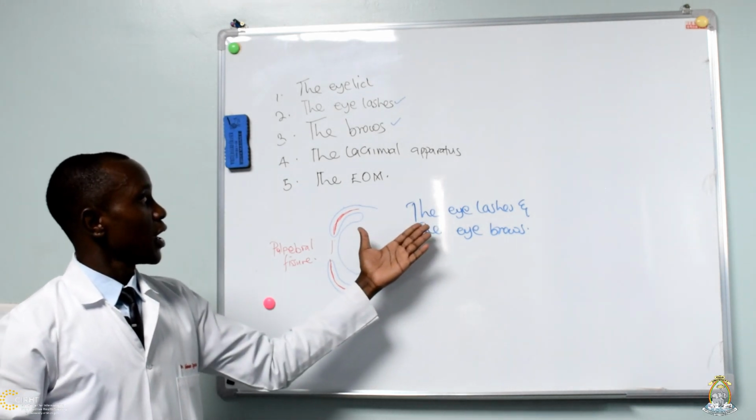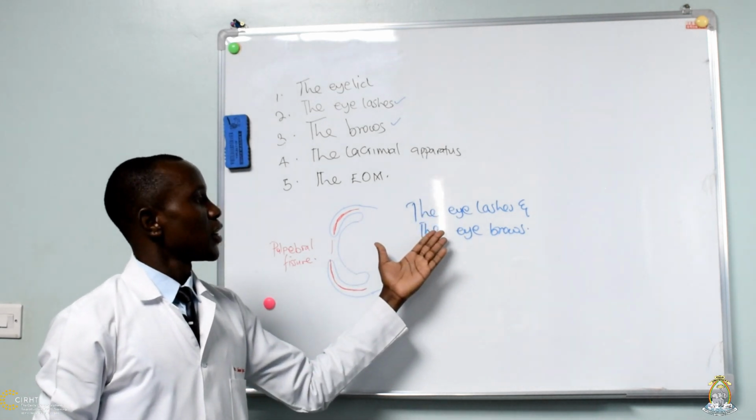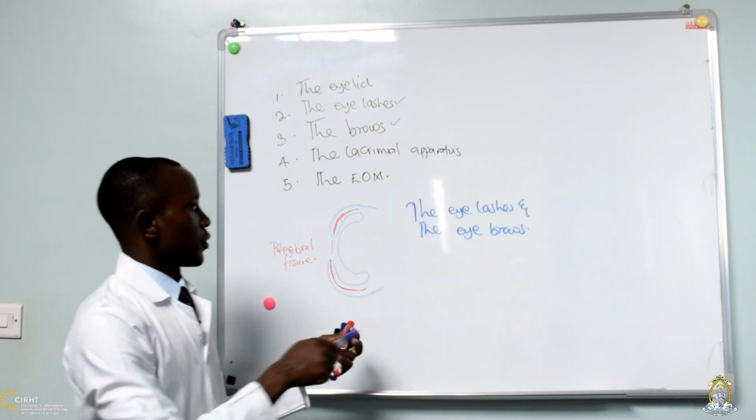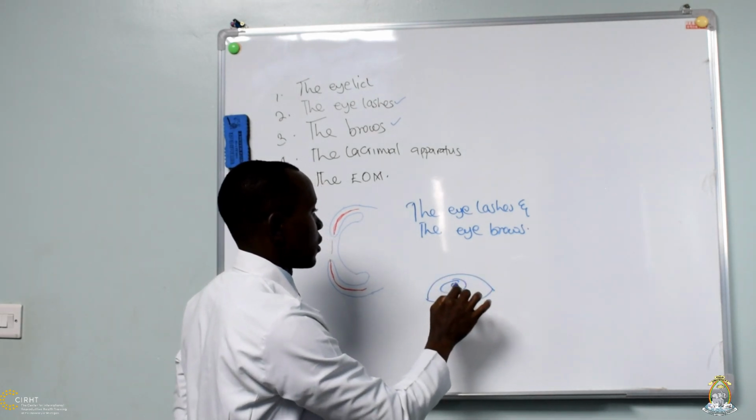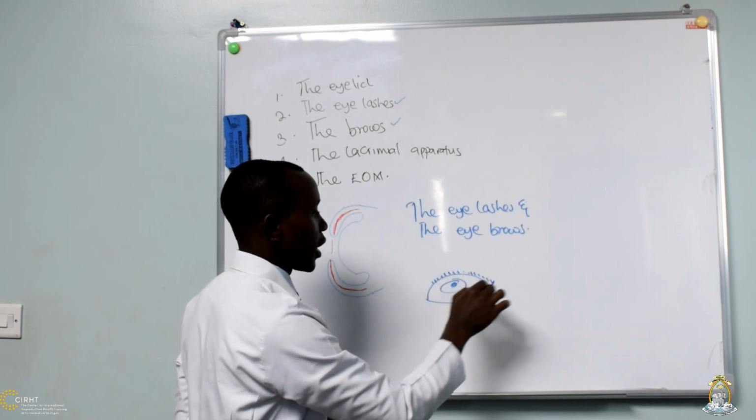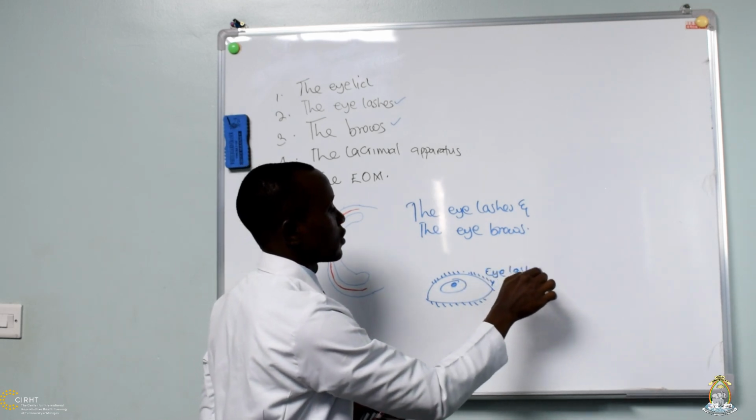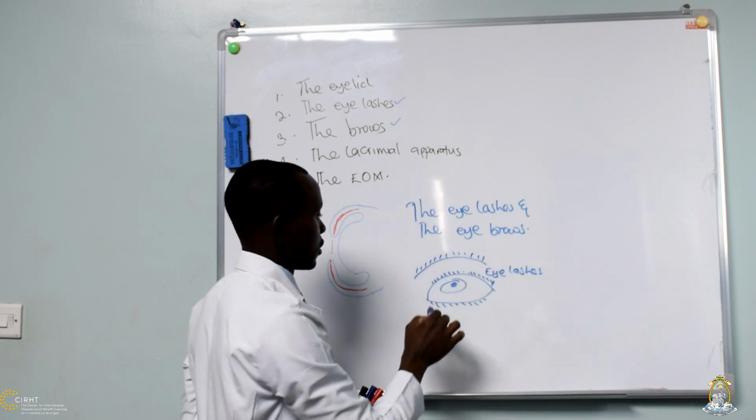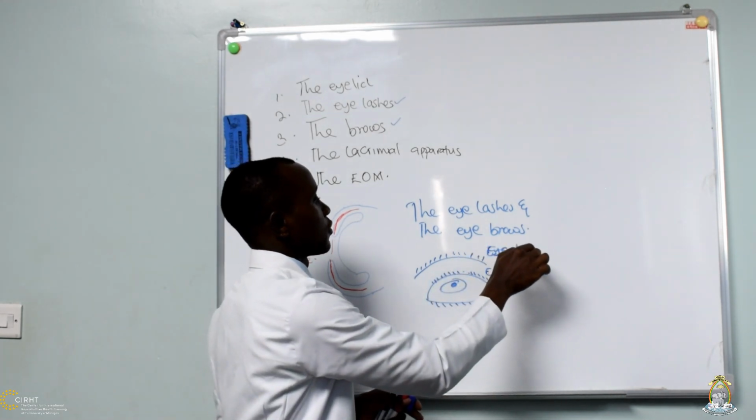The eyelashes project from the free margin of the eyelid, and the eyebrows arch transversely above the eyelashes. Now, when we draw the eye, let's say this is the eye. On the free margin of the eyelid, we have the eyelashes. And then the eyebrows arch transversely above the eyelashes. This is the eyebrows.